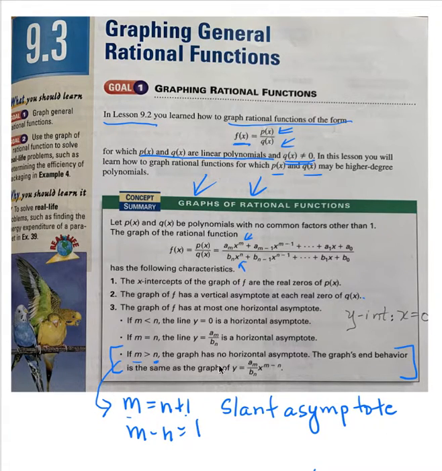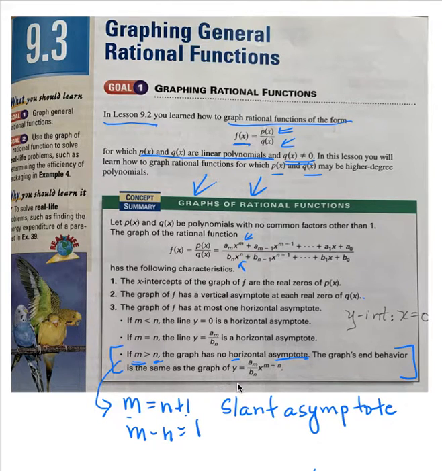You can write a little note about that, and I can tell you how to find that. It's basically by doing long division of the two polynomials and figuring out the equation for the line that you're going to have as the result of the quotient of the two. But otherwise, there is no horizontal asymptote. Okay, there is a slant asymptote only if there's a degree difference of one between the two.